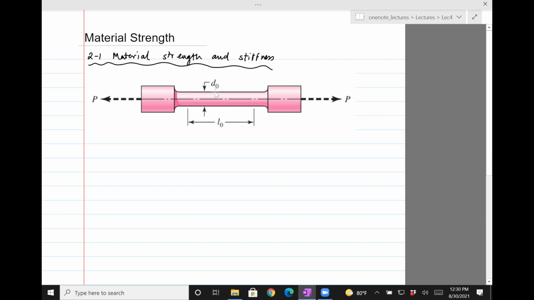And then you try to get an idea of what's going on in the material by doing a plot, which is the stress strain plot. So P here is the external load.